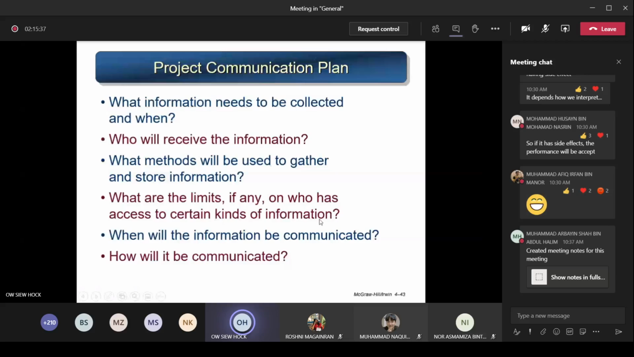Okay. When will the information be communicated? When should I tell you? Is it every month, or every 6 months I tell you once, or only at the end of the project's success? Then when I finish the project, only then I tell you. Okay. How will it be communicated? So I send the info to you through what? Is it through email? Is it I publish in a bulletin board? Okay, how do I communicate to you? Or is it I put in a hard copy report and then I send to you? So these are the project communication plan.